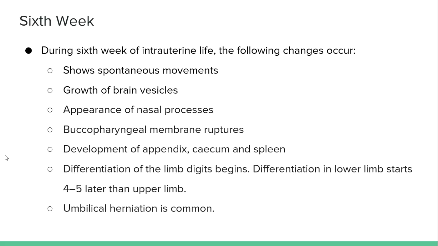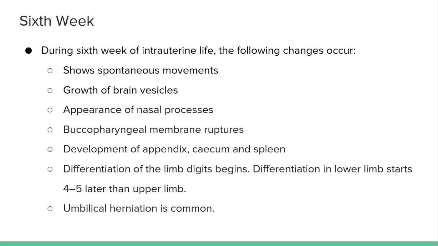During the 6th week of intrauterine life, the following changes occur as summarized. Shows spontaneous movement, growth of brain vesicles, appearance of the nasal processes, the buccopharyngeal membrane ruptures, development of the appendix, cecum and spleen, differentiation of the limbs, with differentiation in the lower limbs starting 4 to 5 days later than the upper limb.